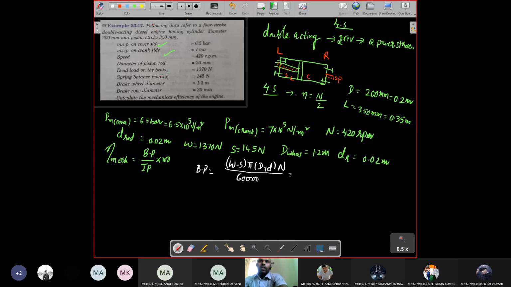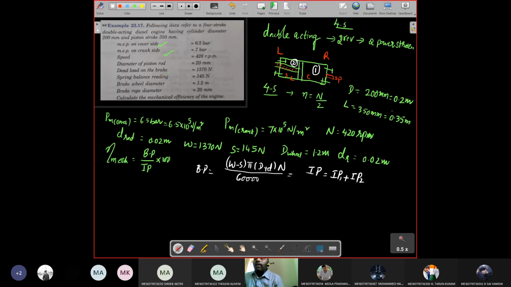Now the main problem is indicated power. The indicated power here is the combination of two, IP1 plus IP2. One indicated power is on the cover side, and one is on the crank side. Let us say this is 1 and this is 2.